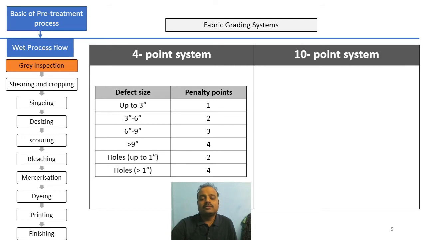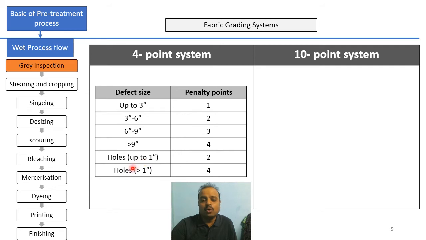Now here it is very important what could be the defect size and what could be the penalty point respectively. Here you can see in the 4-point system, if defect length is up to 3 inch, you can give a penalty point of 1. If defect size is between 3 inch to 6 inch, then 2 points, 6 inch to 9 inch 3, greater than 9 inch 4.